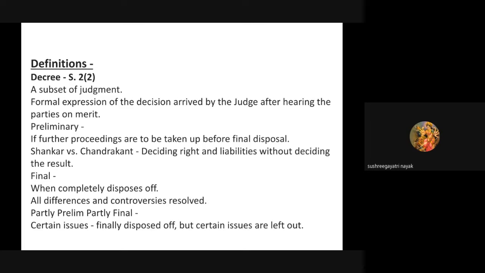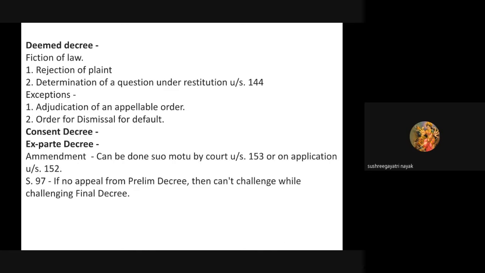And when will it be a final decree? When it completely disposes of the suit. So basically, if in the same suit the possession and mesne profits are both decided together, then it will be a final decree. For example, if in a partition, the partition was decided and the decree is drawn, then it finally disposes of the suit, so it will be final. And it can also be partly preliminary and partly final if certain issues are finally disposed of, but certain issues are left out.